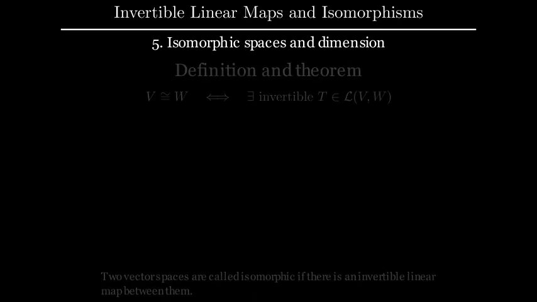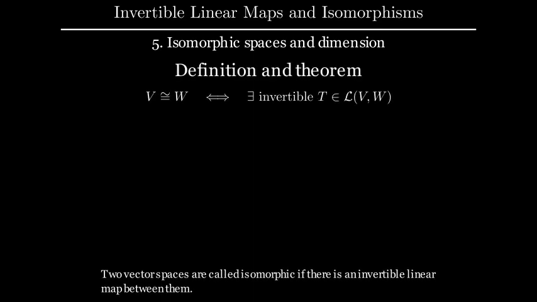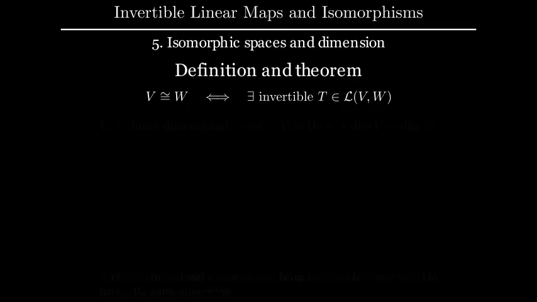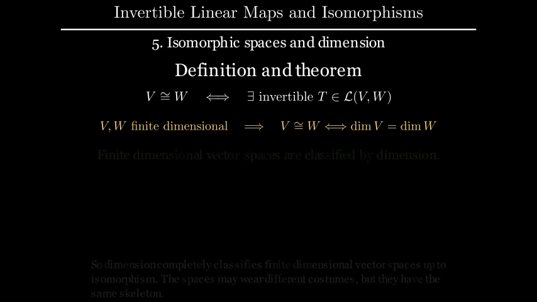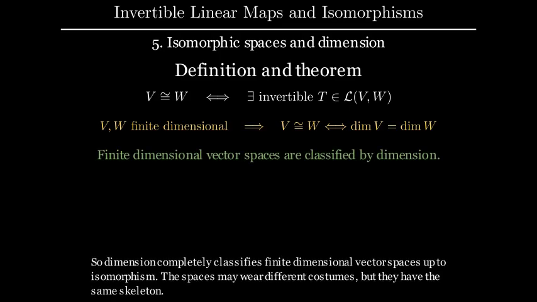Now we define isomorphic vector spaces. Two vector spaces are called isomorphic if there is an invertible linear map between them. For finite-dimensional vector spaces, being isomorphic is equivalent to having the same dimension. So dimension completely classifies finite-dimensional vector spaces up to isomorphism. The spaces may wear different costumes, but they have the same skeleton.